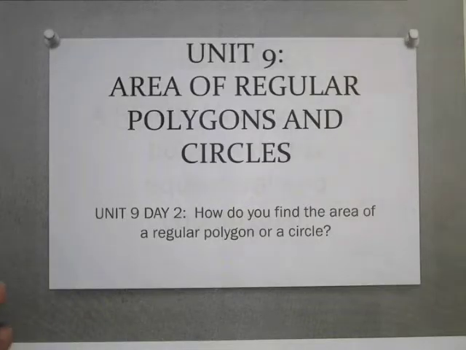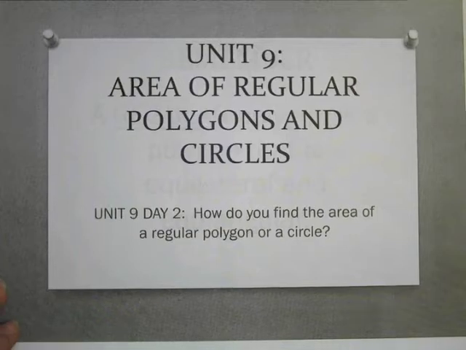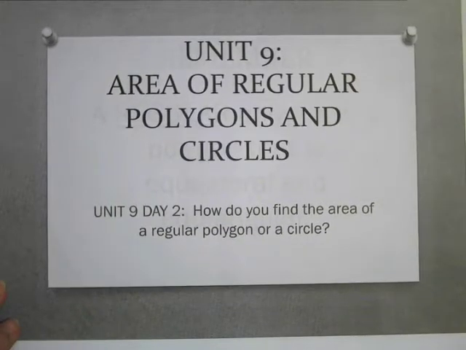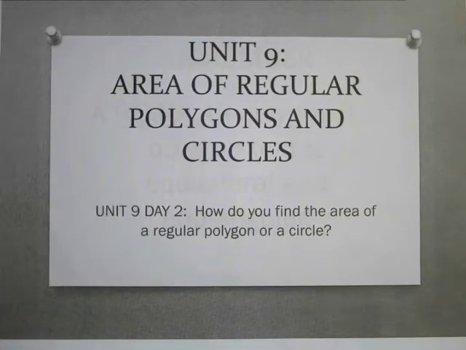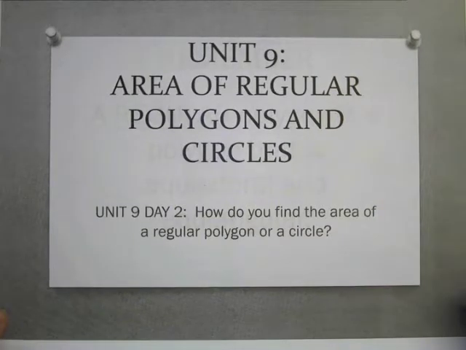All right, Unit 9, Day 2, area of regular polygons and circles. Your essential question: how do you find the area of a regular polygon or a circle? Remember that area is the amount of space taken up on the inside. It's the number of congruent squares inside of those boundaries that we talked about last class. So we're looking for how many of those congruent squares there are. That is the area, the amount of space on the inside.